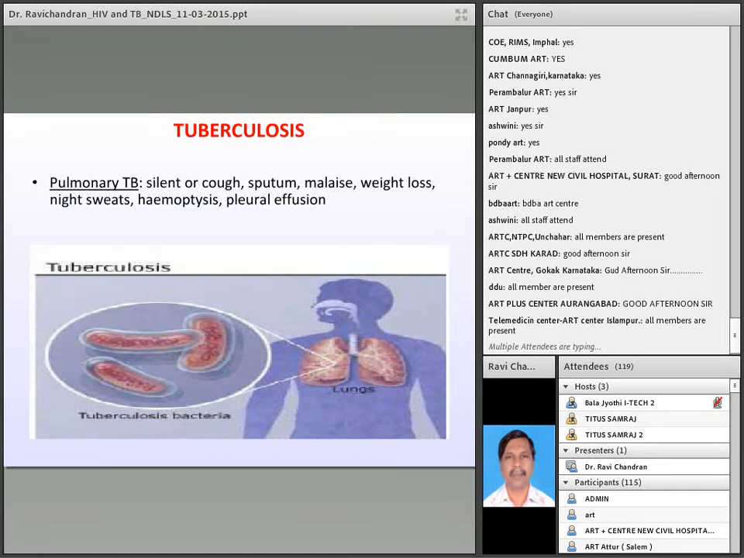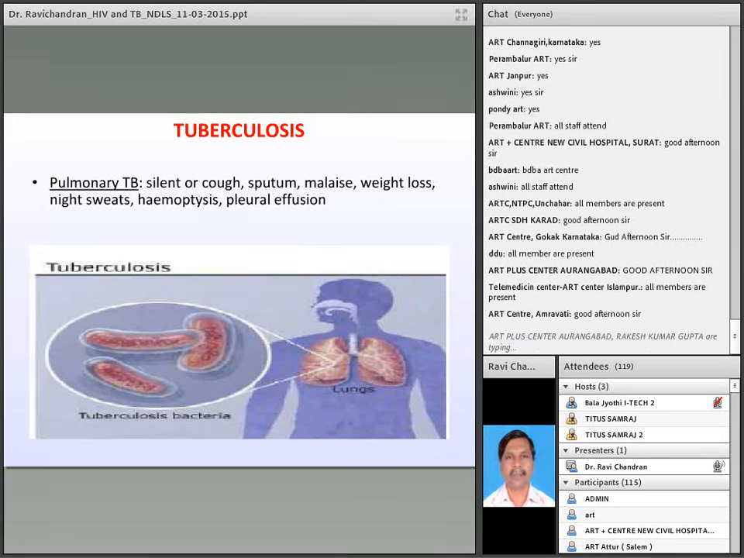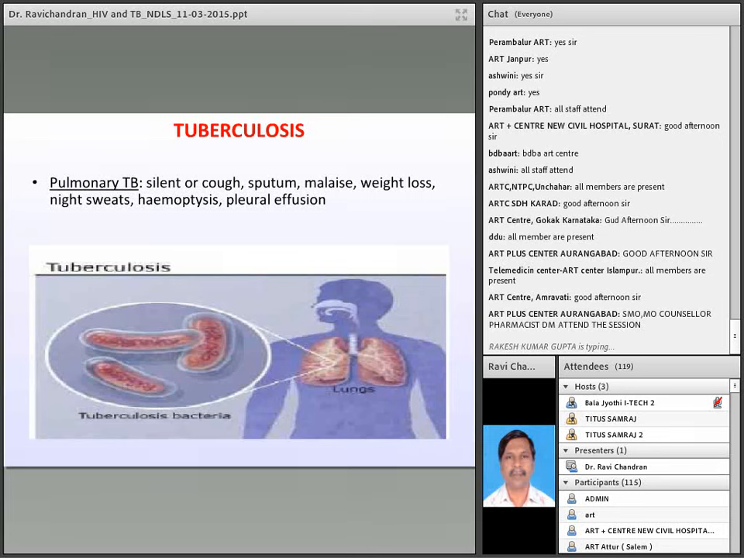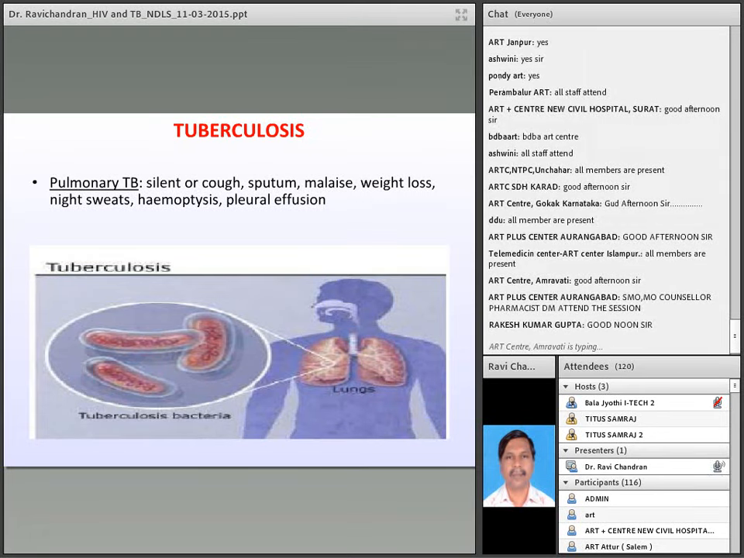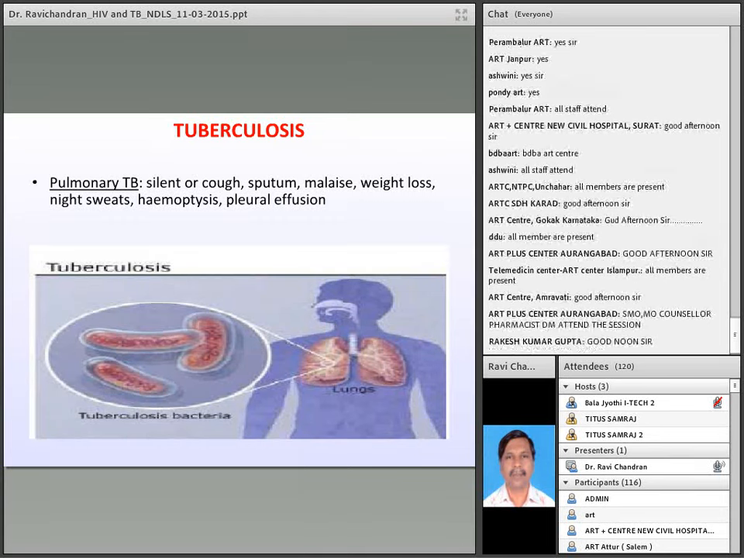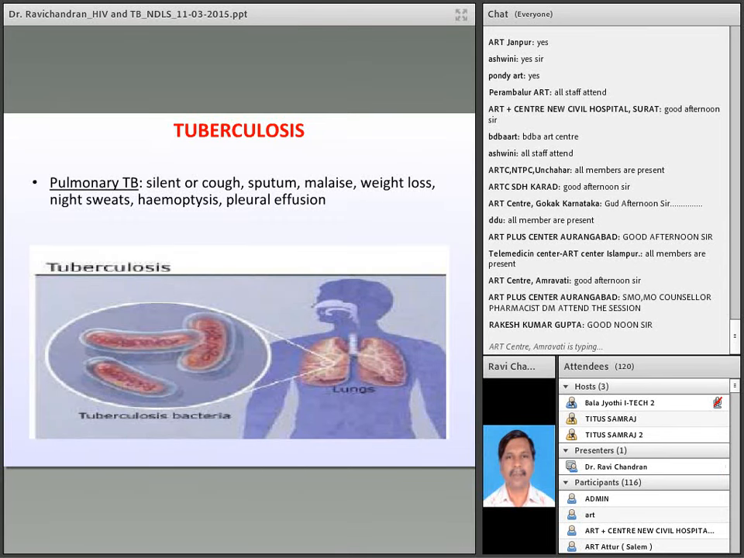Yes. And these are the common symptoms of pulmonary tuberculosis. Many times, at least in initial phases, it is silent, meaning asymptomatic, or may be associated with cough, expectoration, malaise, weight loss, night sweats, very rarely hemoptysis, and fluid collection in the pleural cavity, pleural effusion.